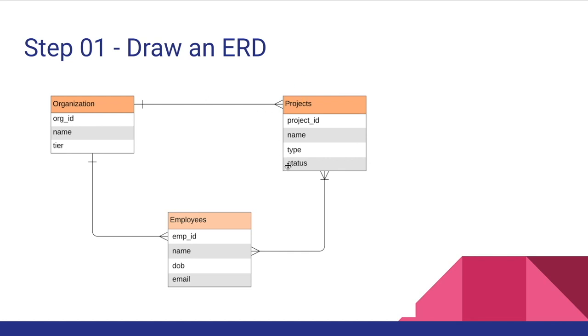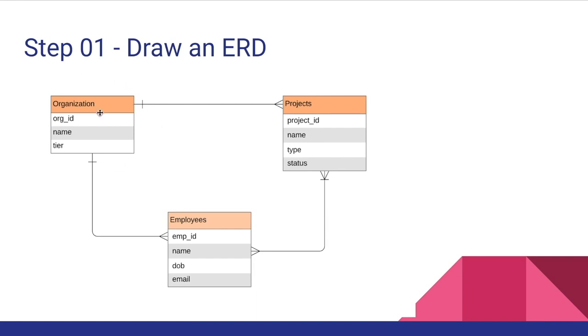Then we have projects. There's a project ID to uniquely identify a particular project. There's a name and there's a type. Now there are two types of projects: agile projects and fixed bid projects. And the status of the project. And mainly we are updating the status if the project is on hold. Then we have employees. For an employee, another unique ID, employee name, date of birth, and email. Now in the diagram, you can see the entity relationship is also shown.